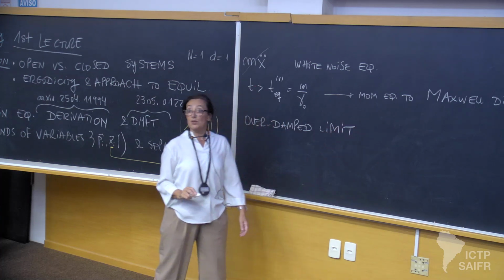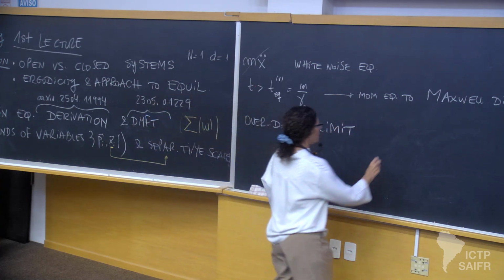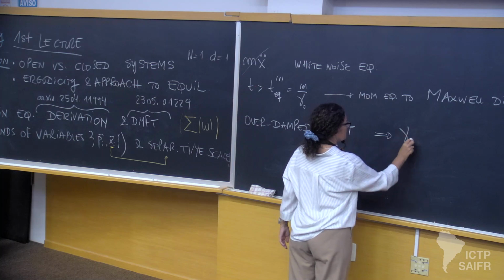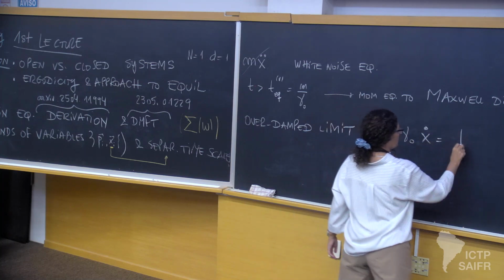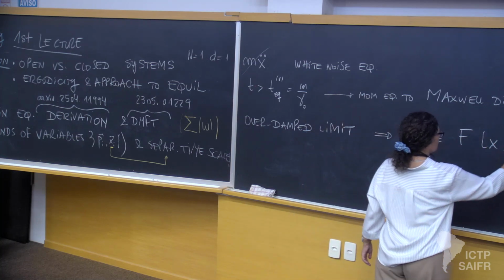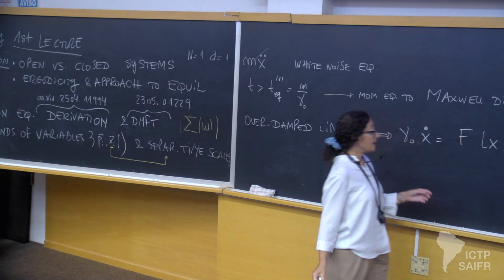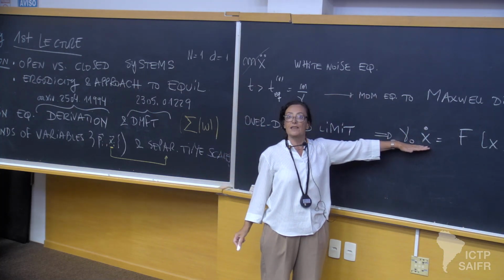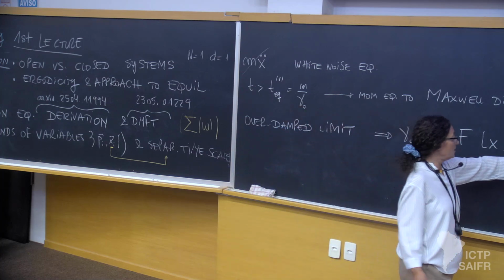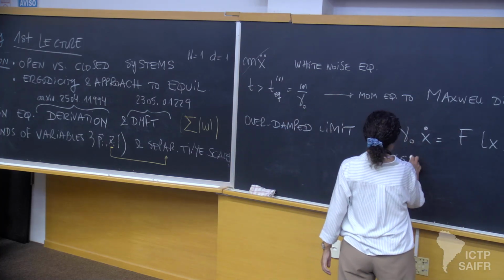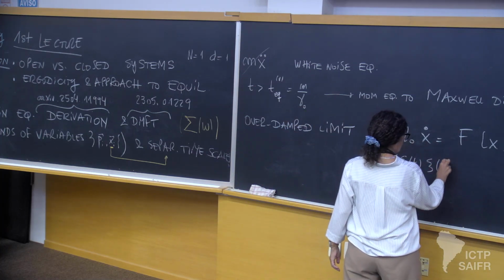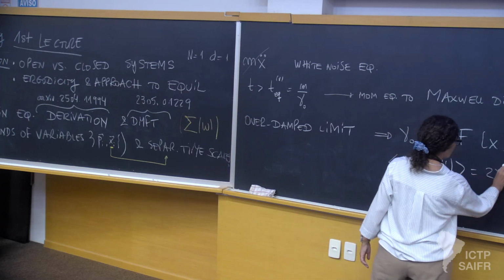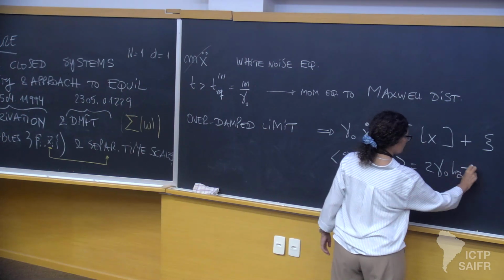And just focus on the position. So the equation that you get in that limit for the white noise just has local friction in time. It has a noise which is delta correlated. This is because of the white noise bath.